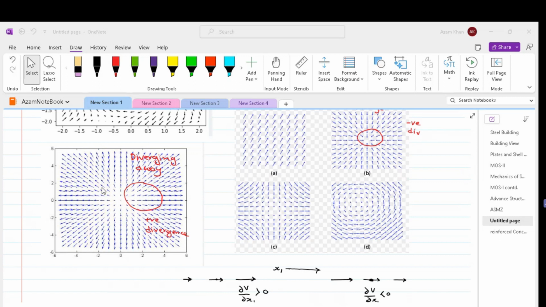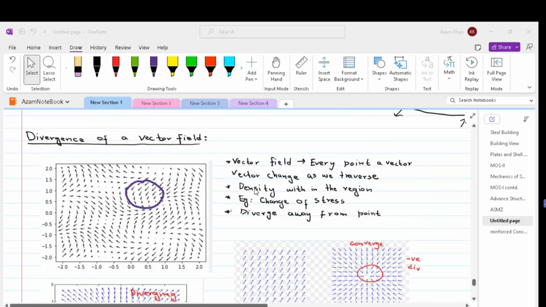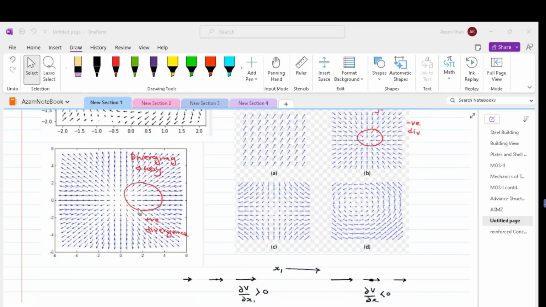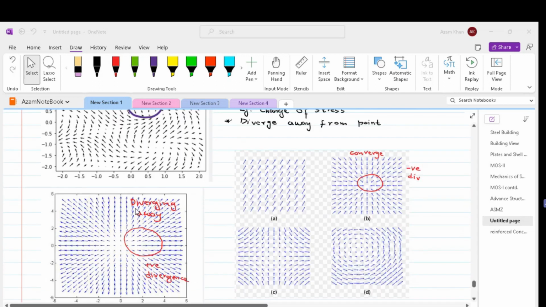As we discussed, this vector field can be related to displacement of particles of a beam subjected to some loading, or it might be related to particles of a fluid which is flowing. The main idea behind defining a divergence is to tell us if there is any region where we can have concentration of vectors. That region can be of very high stress concentration, or it might be a sink where most of the fluid is going out.